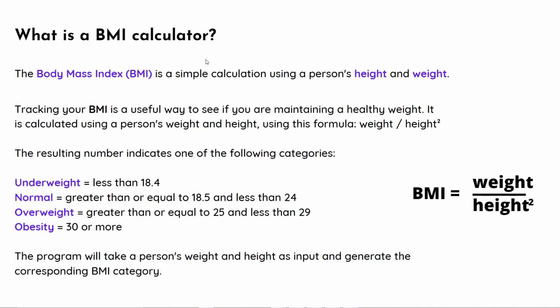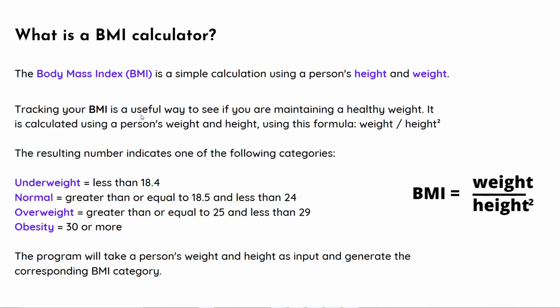Well, let me tell you what a BMI calculator is first. A BMI calculator is nothing but a body mass index calculator, which is used to calculate a person's height and weight. It will check the condition of that person based on that person's height and weight. So tracking BMI is really a useful way to see if you're maintaining a healthy weight or not.